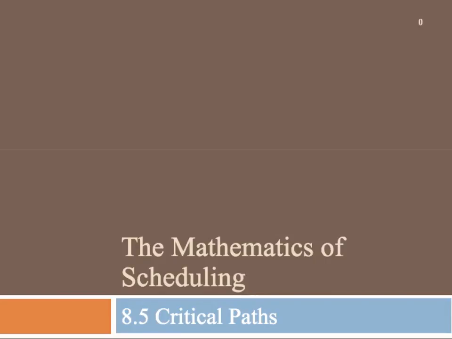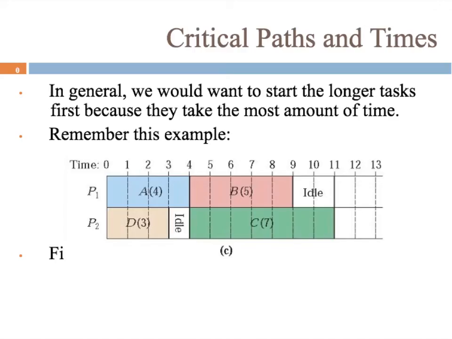This section is on critical paths. Looking back on the decreasing time algorithm from the last section, we pretty much wanted to start the longer tasks first because they take the most amount of time. So here's an example of where a schedule could come out of that idea.